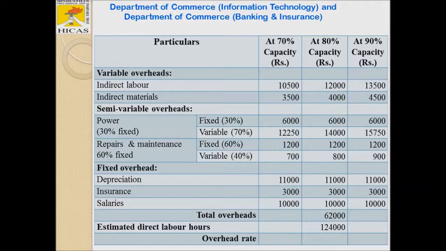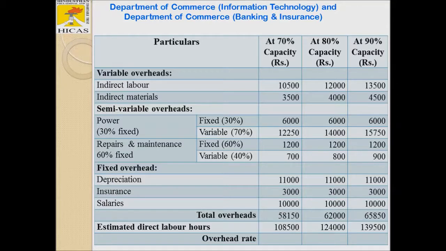Next, after filling up all the columns, we will total up the 70% column. It sums up to 58,150, and the 90% column sums up to 65,850. Now we have to find out the estimated labor hours. At 80%, the labor hours are 1,24,000. Then for 70%, it will be 1,08,500 hours, that is 1,24,000 divided by 80% into 70%. Likewise, we calculate the amount for 90% also. It results in 1,39,500.